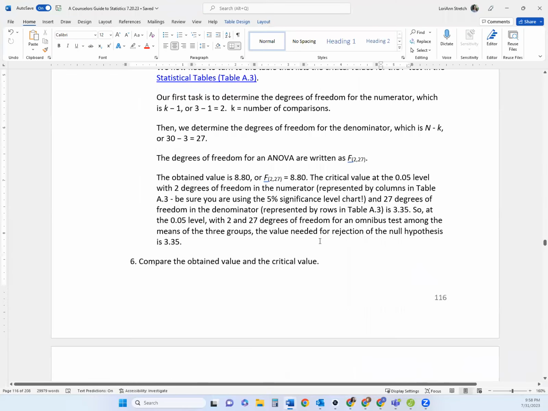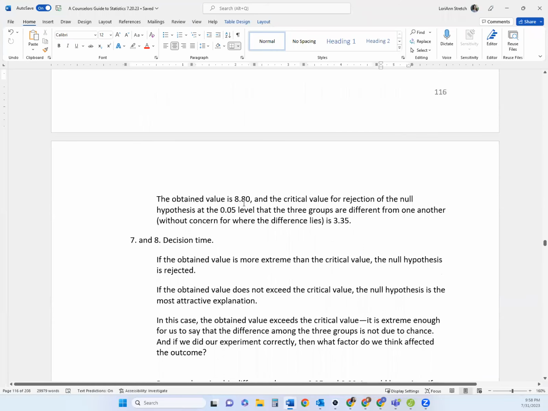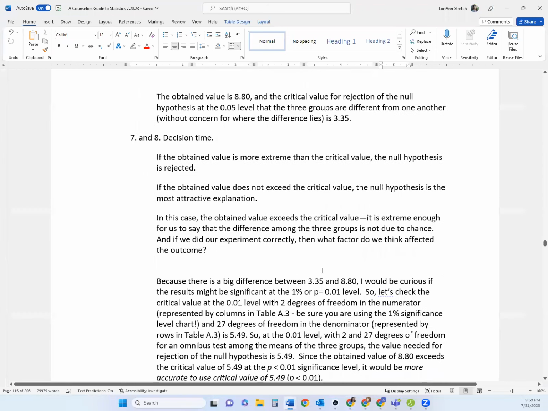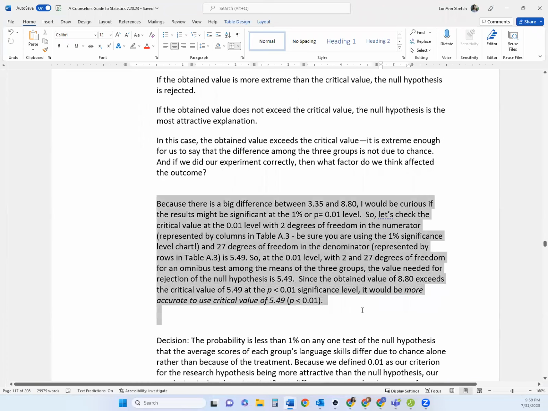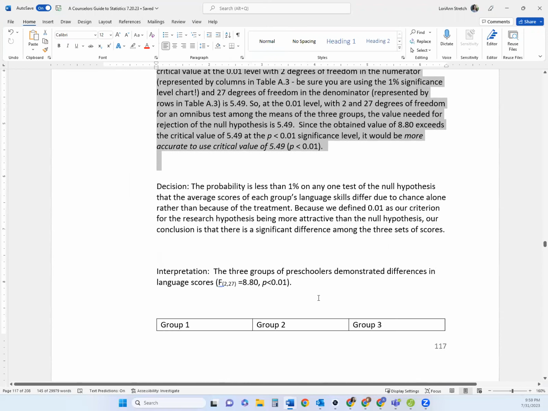All right, so that's all explained here. I'm going to compare those. Like I said, 8.80 is definitely greater than 3.35, so I can say that it is significant. And here's where I explain why I went to the 1%. And I can actually say that it is significant at the p less than 0.01 level. So, interpretation: 3 groups of preschoolers demonstrated differences in language score. And here is my sentence of my data.